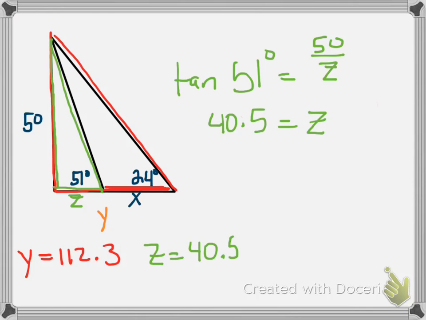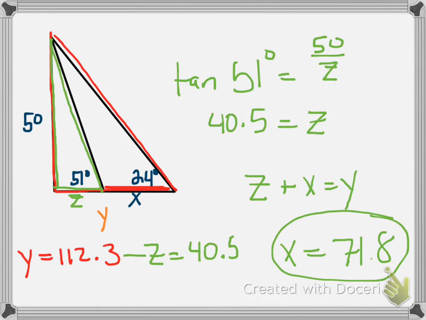So z is equal to 40.5. And basically we know that z plus x equals y, right? Because this one plus that one equals the whole amount. So all we're going to do is subtract those two numbers. 112.3 minus 40.5 is, so x is equal to 71.8.